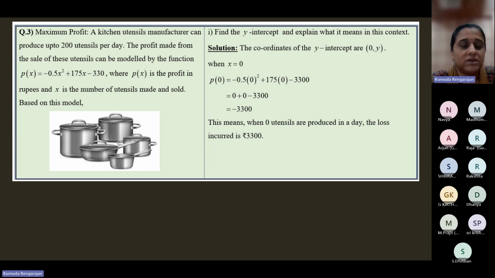So you can see the case study, maximum profit. A kitchen utensils manufacturer can produce up to 200 utensils per day. The profit made from the sale of these utensils can be modeled by the function P of X equal to whatever you see there, where it's actually 3,300. I forgot to make the change.